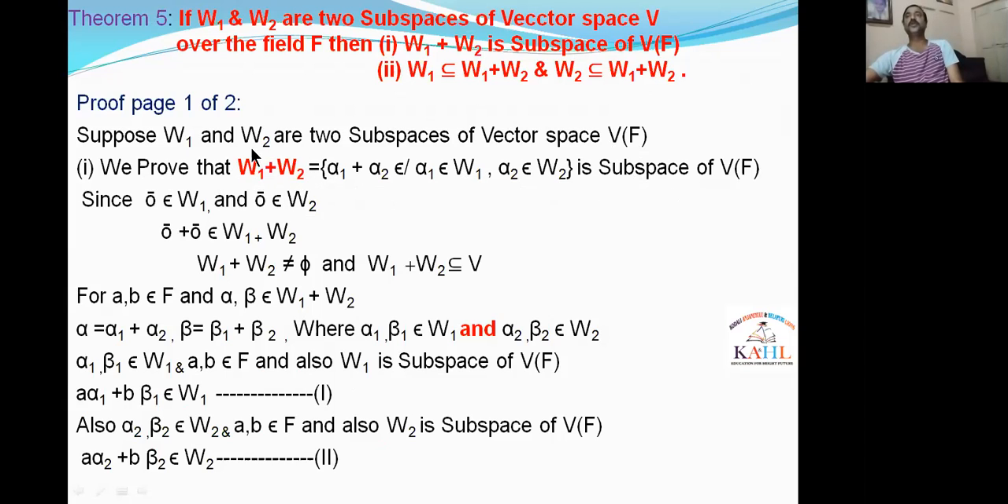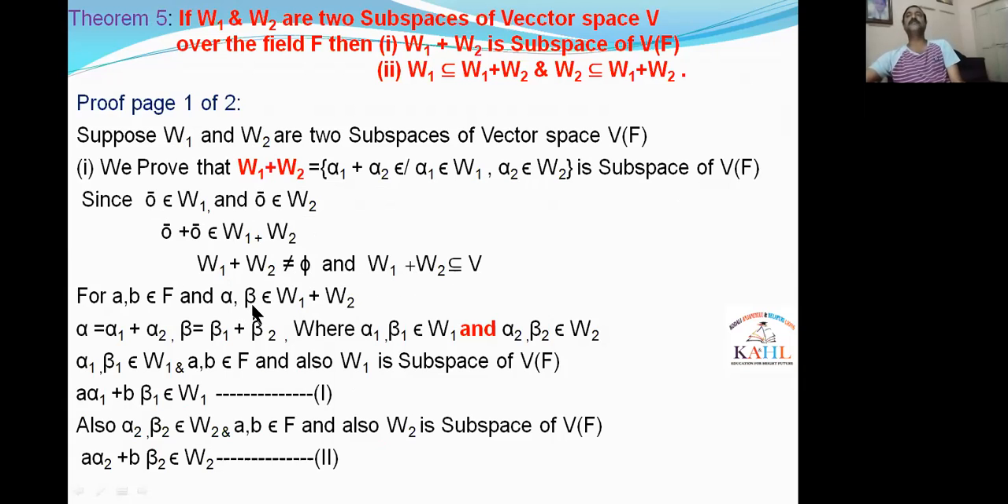For that, first of all, we want to prove that this set is non-empty. We know that separately, W1 and W2 are subspaces. That means 0 bar belongs to W1, 0 bar belongs to W2. 0 bar plus 0 bar: the first 0 bar belongs to W1 and the second 0 bar belongs to W2. That means 0 bar plus 0 bar, which is 0 bar, belongs to W1 plus W2. That means W1 plus W2 has an element, so W1 plus W2 is not empty. And also clearly W1 plus W2 is contained in V.